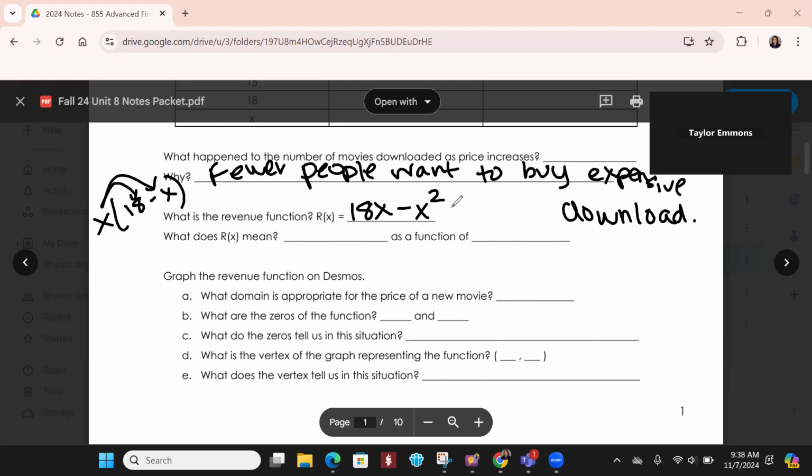All my ninth graders last year were like, X times X is 2X. I was like, no, failure. X times X is X squared.